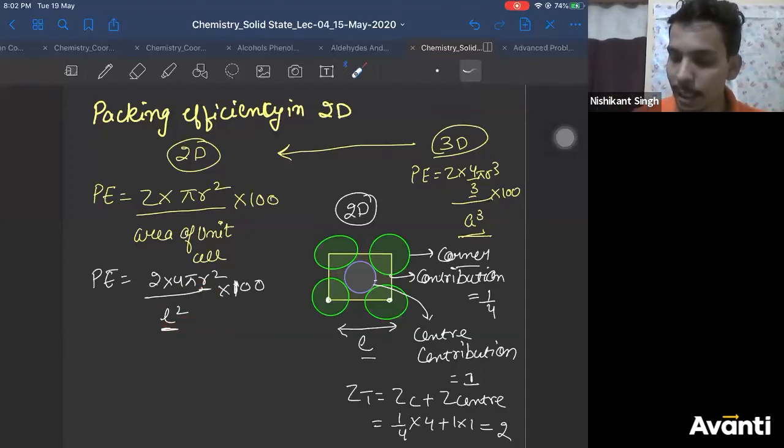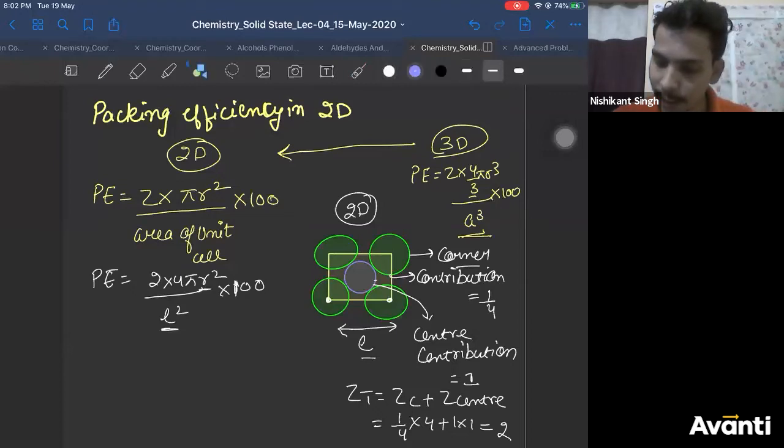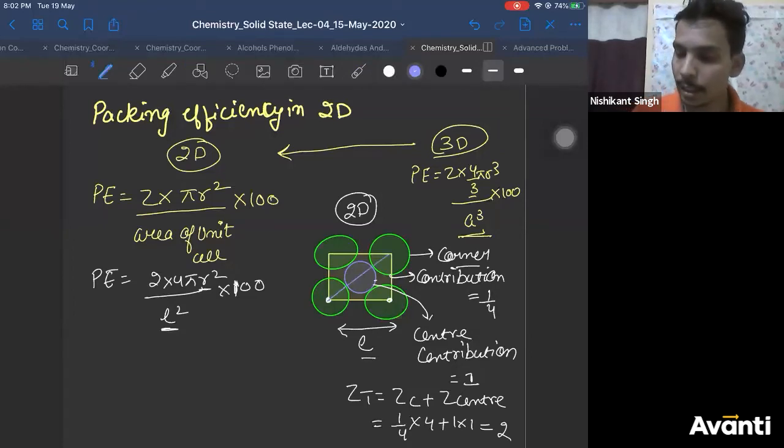So which particles are touching each other? 1, 2, and 3. Again, face diagonal. So let me connect a face diagonal. This is your face diagonal. So in this, AB, BC, you need to find length AC. This length is L, this length is also L. So AC square will be equal to AB square plus BC square, Pythagoras theorem, because this angle is 90 degrees.